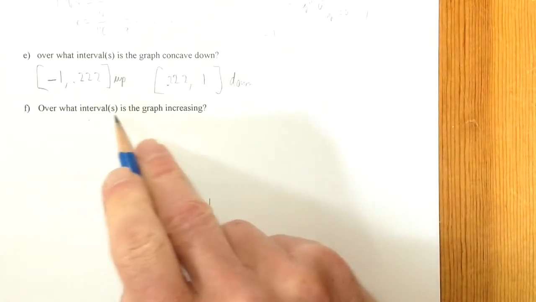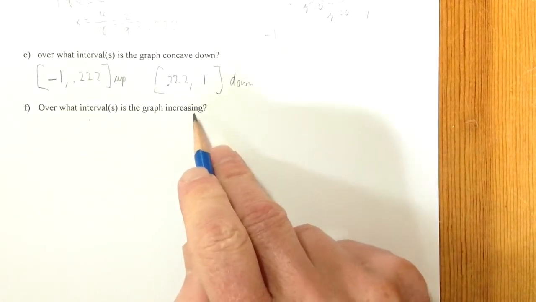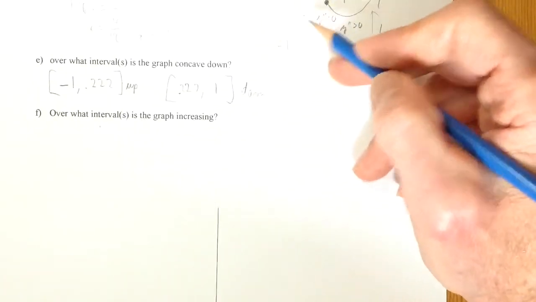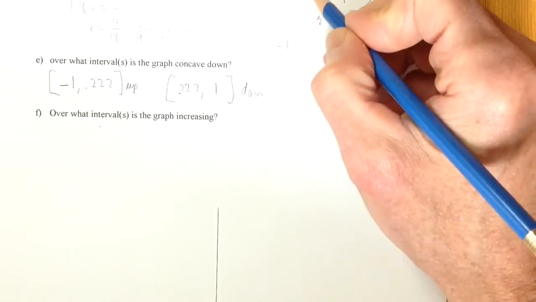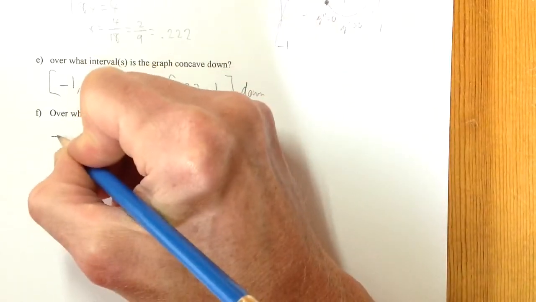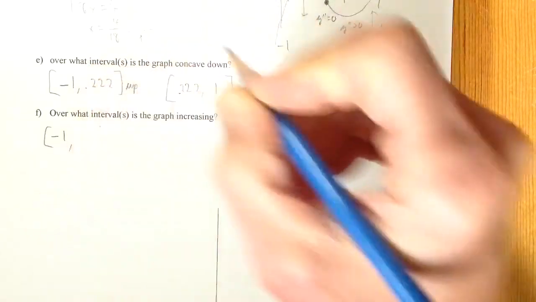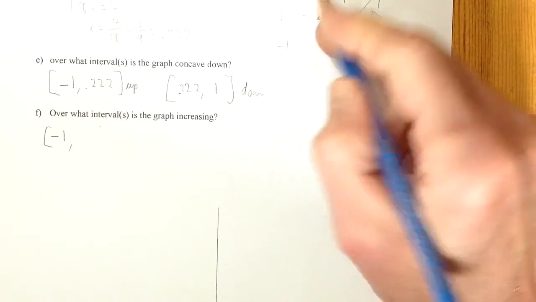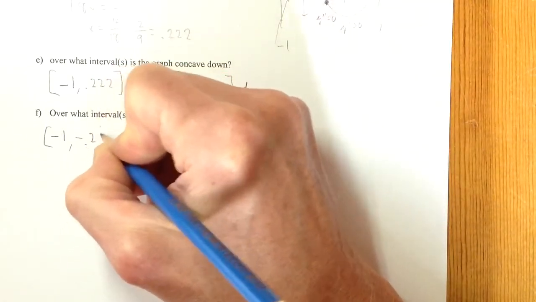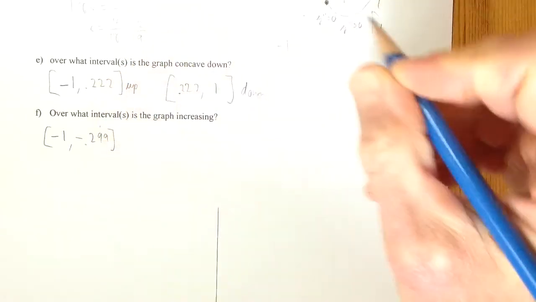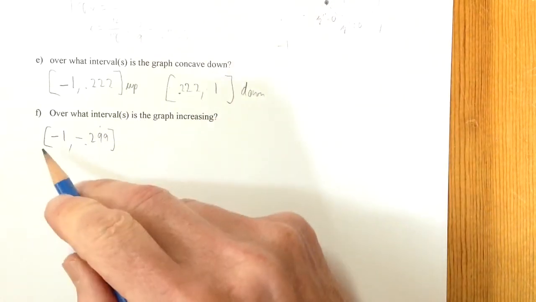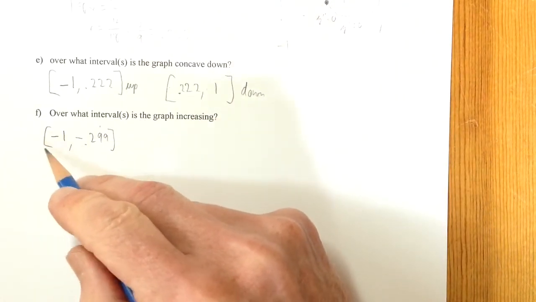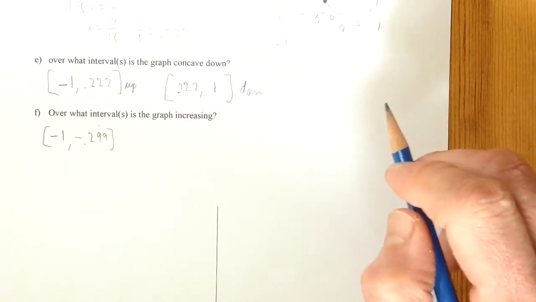Okay, over what interval is the graph increasing? Where is the slope positive? Again, from a quick little sketch that I did, it's going to be positive in two places. From -1 to the max. So from -1 to increasing to right to this peak right here, which we know happens at -0.299. And we could put regular parentheses, but we're including the interval, so it's good to put the bracket ones.